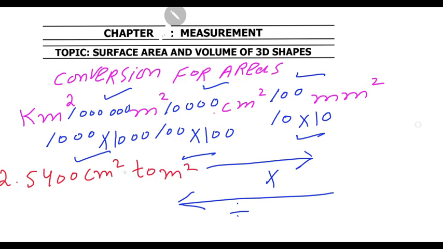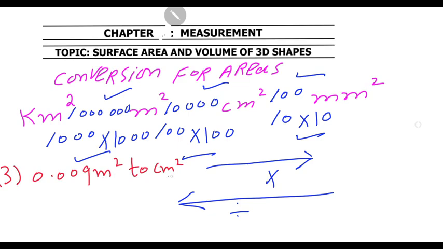5,400 centimeter square to meter square. Obviously again you're going left hand side, so you're going to divide. 5,400 divided by 10,000. The answer is 0,54 meter square. This is my final answer.